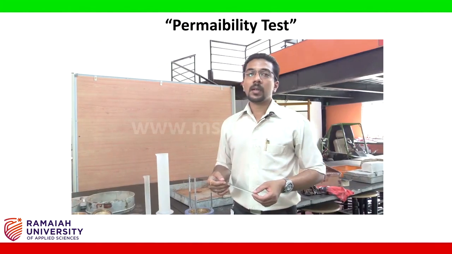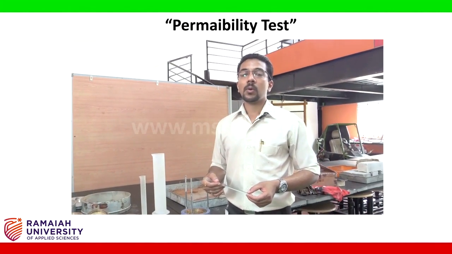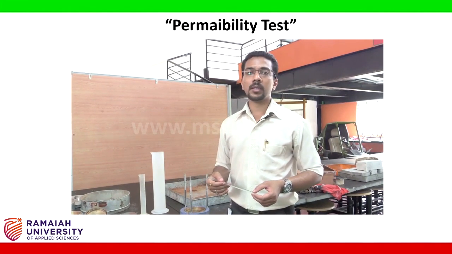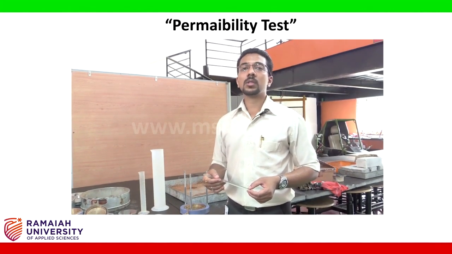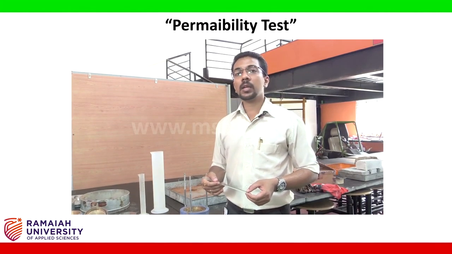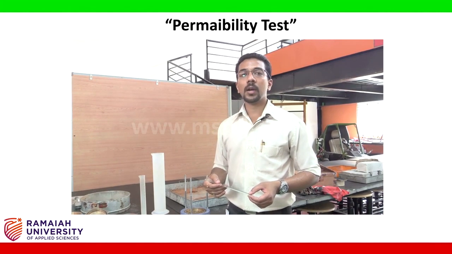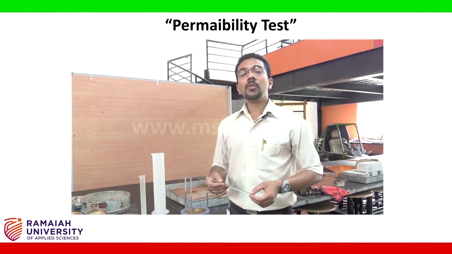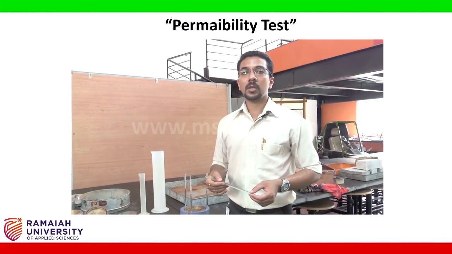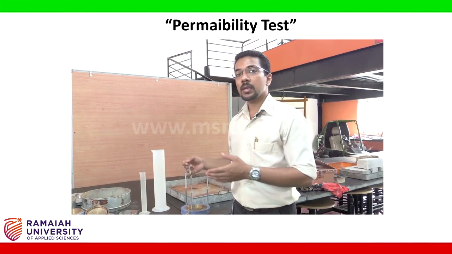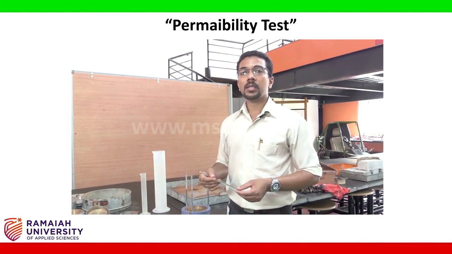This experiment has two parts in it. One is what we call the constant head permeability test, which is applicable to coarse grained material, and the other one is the falling head permeability test, which is required to be conducted on fine grained material. Before we start with the experimental process, we need to have an understanding about the experimental setups that are involved in this particular process.